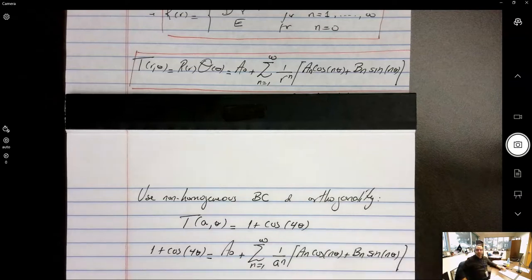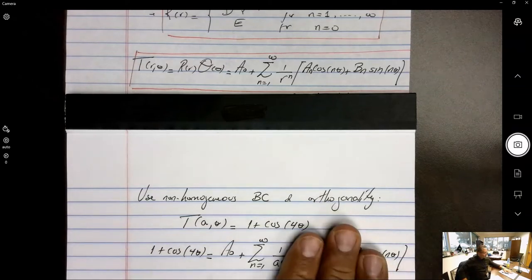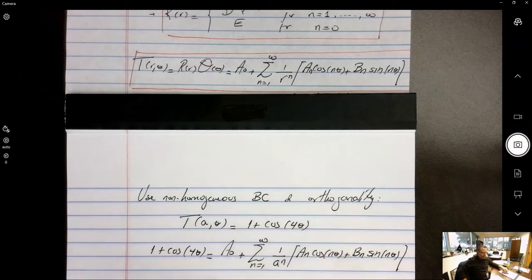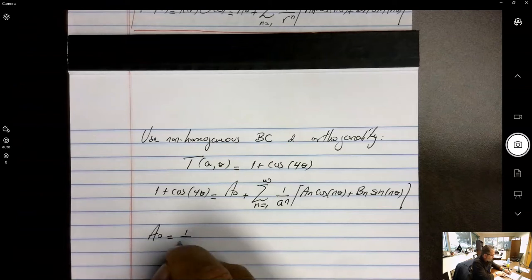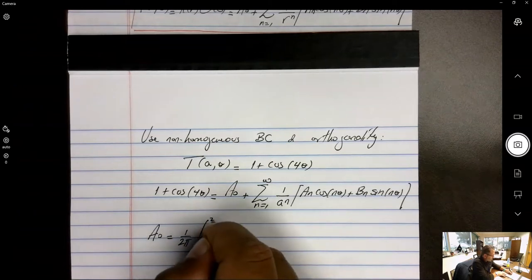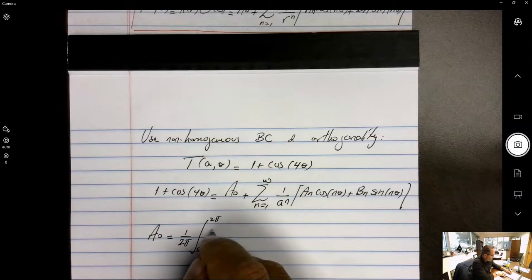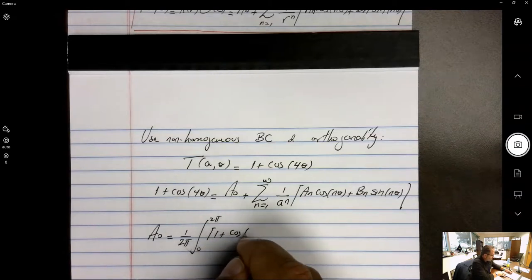And we do the same thing. So we multiply both sides by 1 and integrate between 0 and 2 pi. This should get rid of these two terms to find a0. So a0, we already documented what a0 would be. It is 1 over 2 pi times the integral from 0 to 2 pi of the boundary condition, which is 1 plus the cosine of 4 theta, d theta.